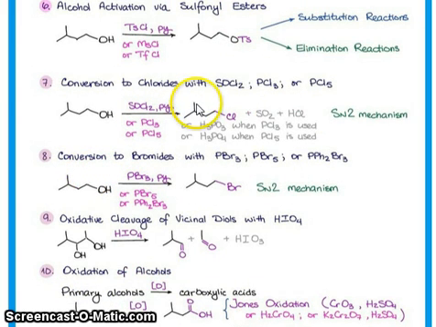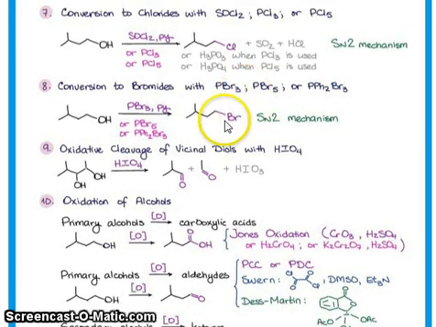Conversion to chloride with thionyl chloride, PCl3 or PCl5. This OH is converted into Cl through the SN2 mechanism in the presence of thionyl chloride, pyridine, solvent, PCl5, PCl3. Conversion to bromides with PBr3, PBr5 or PPh3/Br2. You see formation of alkyl halide, SN2 reaction.